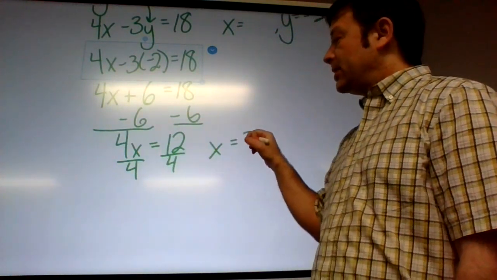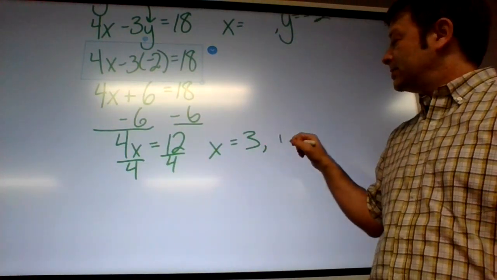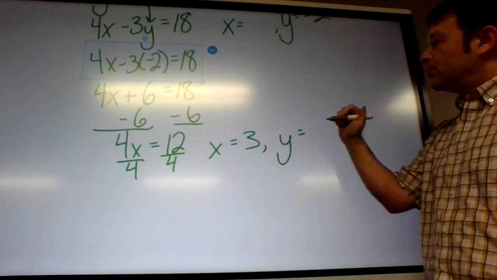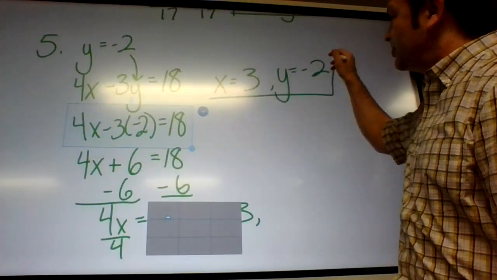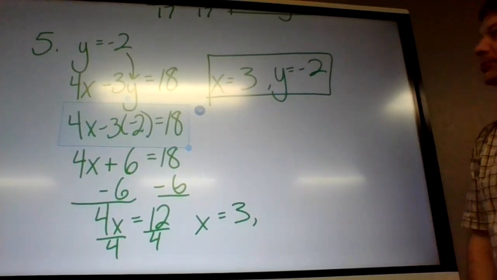Okay, so I got x is 3. Oh, I already had the y. I forgot what I was doing. So x is 3. They told us what y was, negative 2, so that would be the answer.